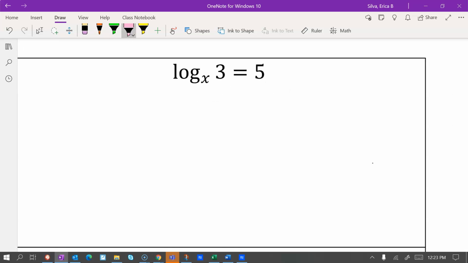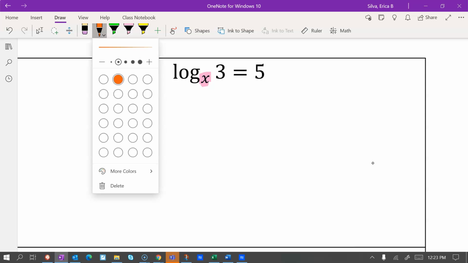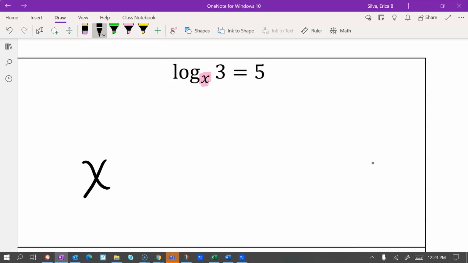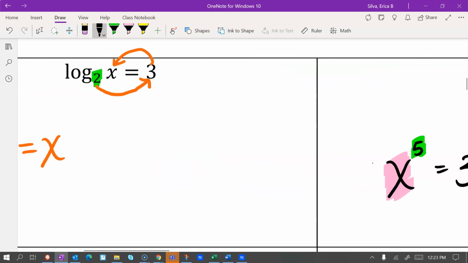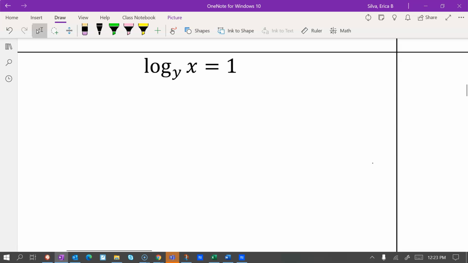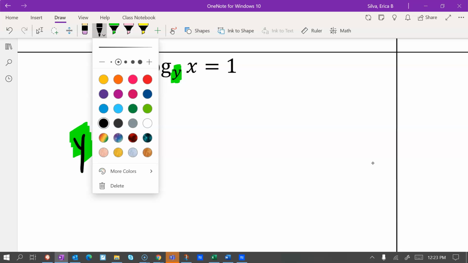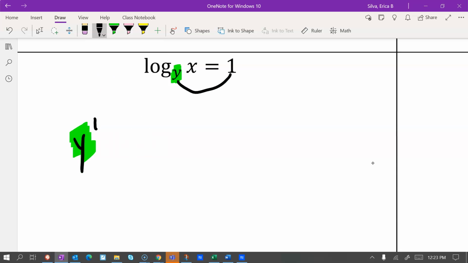This one's in log form also. Identify our base. In this case, our base is x. And it's to the power of the output, which is now my exponent. And then it's going to be equal to 3. Let's move on to the next one. Identify your base. Here we have y. And it's going to be to the power of 1. So 1 will now be my exponent, is equal to x. And here we want to simplify it where we can just put y is equal to x.